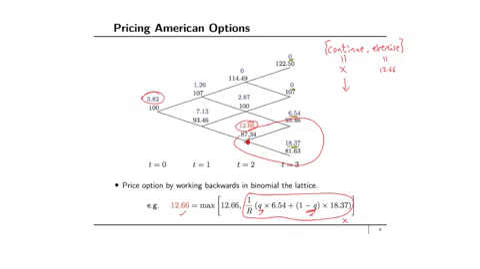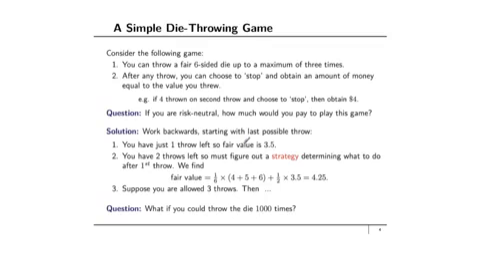To give ourselves a flavor of optimal stopping problems, we're going to consider one more example, and this is a simple die throwing game. So consider, for example, the following game. We've got a fair six-sided die. So let's try and draw a six-sided die. Okay, so we've got the numbers 1 to 6 on the 6 sides of this die.